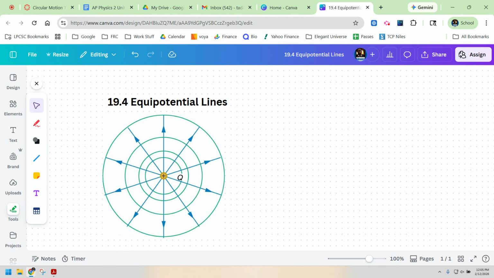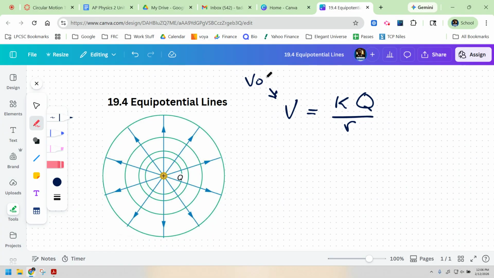This is true for any potential for a point charge given by the voltage. So let me write that down here so you guys can see. So remember that the voltage is equal to the constant K times the point charge Q divided by the radius. So remember that voltage is our potential. And this is the radius. That's why we label it as distance, but it's really the radius of the sphere. That's why we use the letter R.